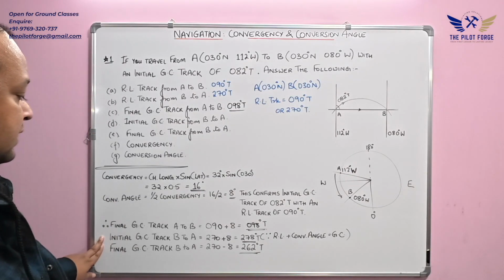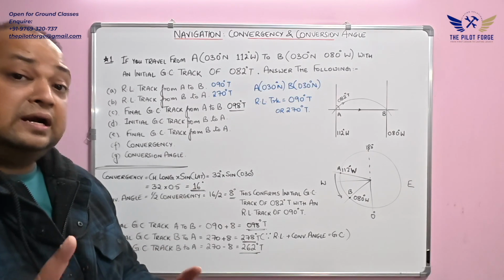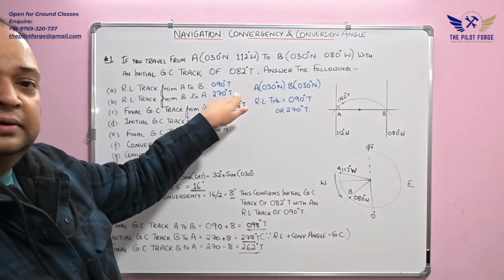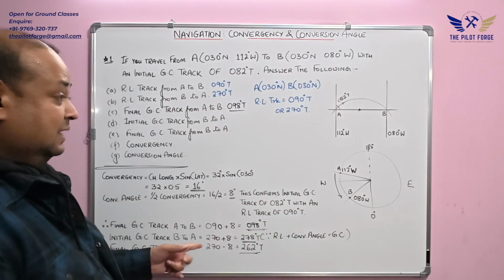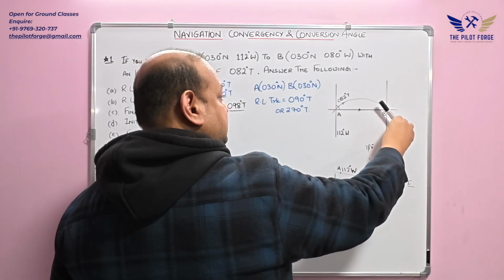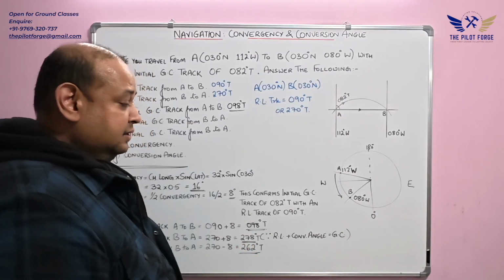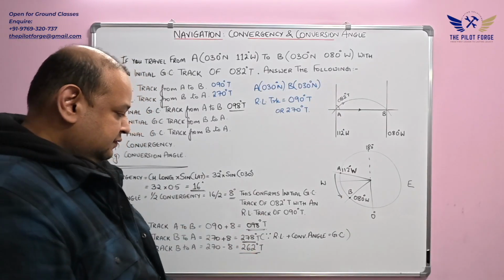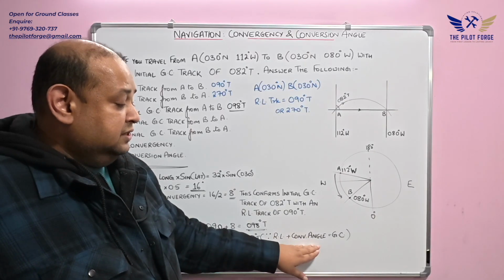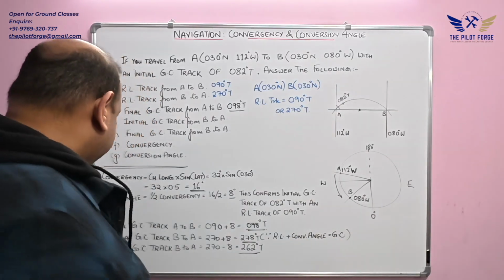Now, for the initial GC track, you need the rhumb line track from B to A first. Do you know what it is? It's right here. 270. 270 plus 8 degrees. Why? Because at 270 we're turning to the right, that's where the great circle track is. So you add 8 degrees over there to get 278 degrees true, since rhumb line plus conversion angle equals great circle track.